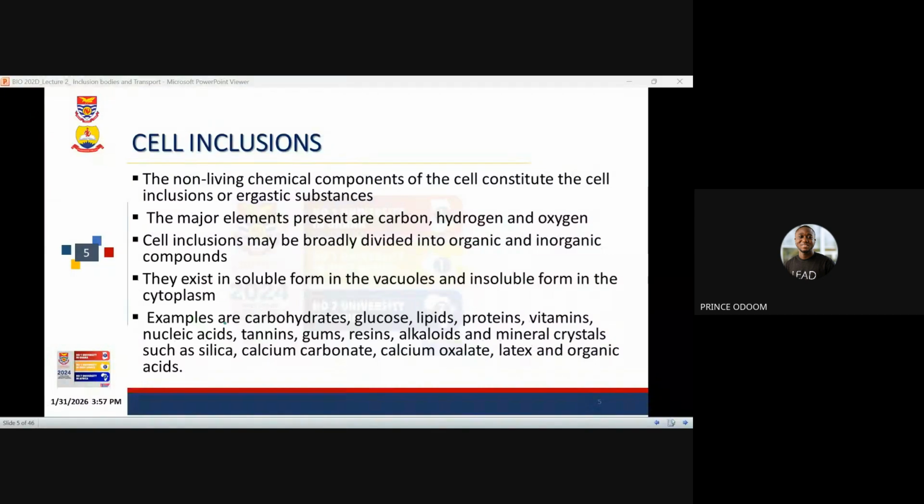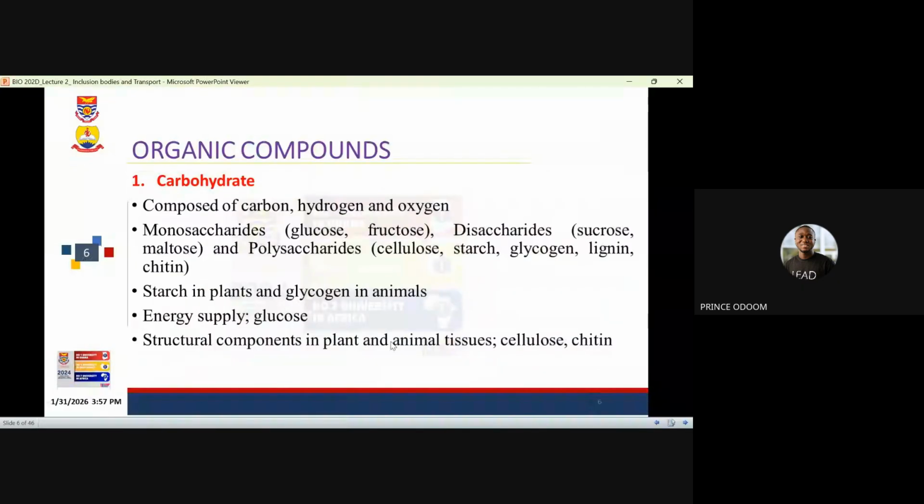All these are examples of inclusion bodies or ergastic substances that are found in the cell. So we'll look at them. We'll not be able to treat all of them, but we'll look at the major ones that exist, both the organic and the inorganic ones. We'll look at them in detail, and then we'll look primarily at the function that they play in the cell. So the first one we want to start with is the organic compounds.